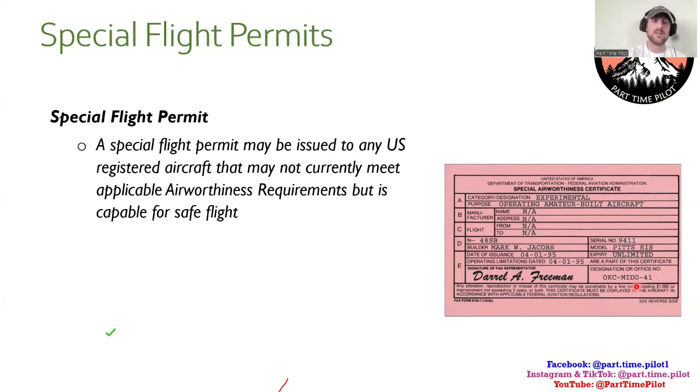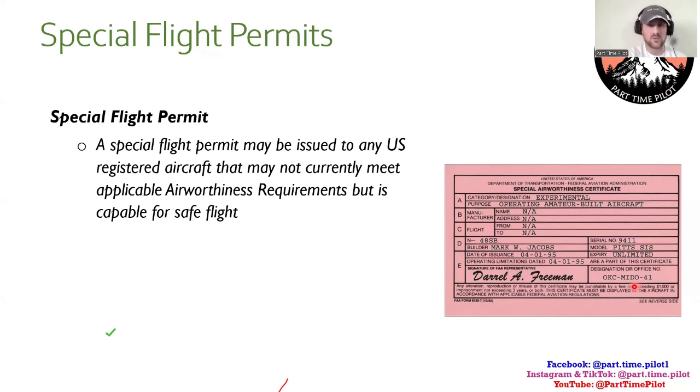A special flight permit may be issued to any U.S. registered aircraft that may not currently meet applicable airworthiness requirements, but is capable of safe flight. Examples might include an aircraft flying to a repair shop in a different state or a new aircraft being delivered to a new buyer. Test flying an experimental aircraft is not a valid reason for a special flight permit.